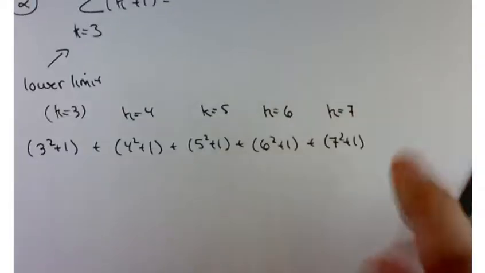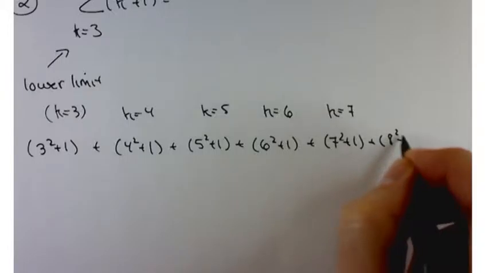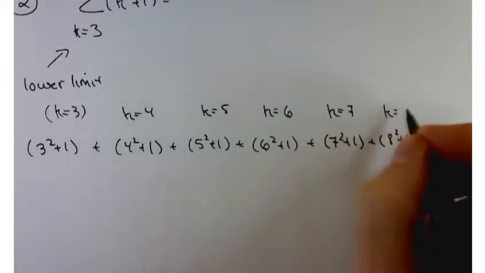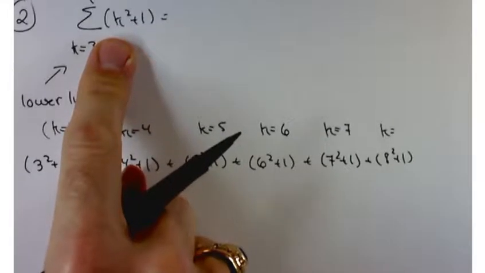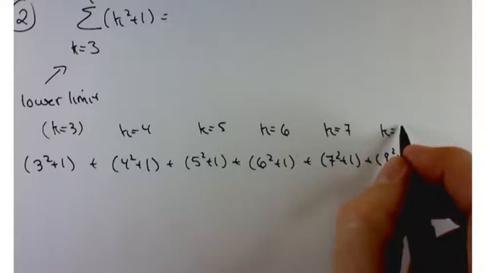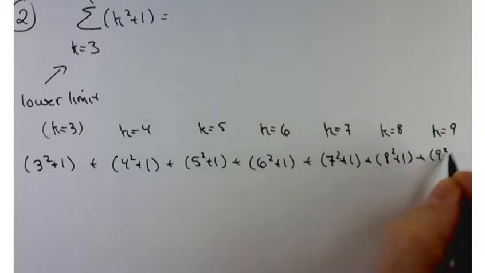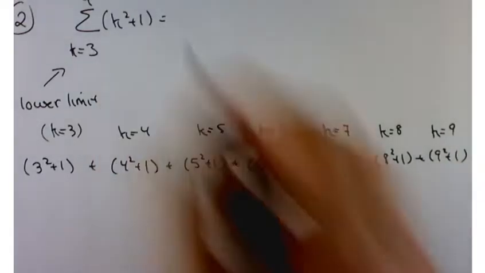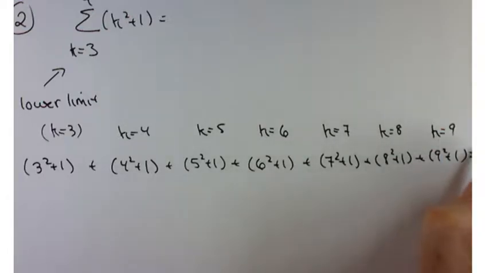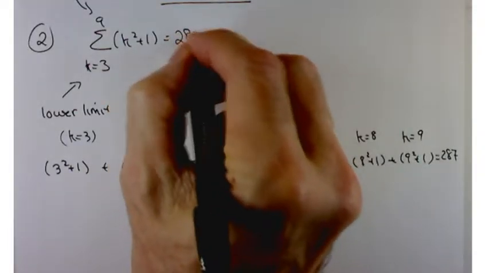I know it's getting a little tedious, but I think you get the idea here. The idea is just to get you acquainted with this summation notation. Obviously it's a lot simpler to write this sum than to write all this stuff here. Finally, the last one, k equals 9: 9 squared plus 1. I did work this out ahead of time, and you get 287 for the total.